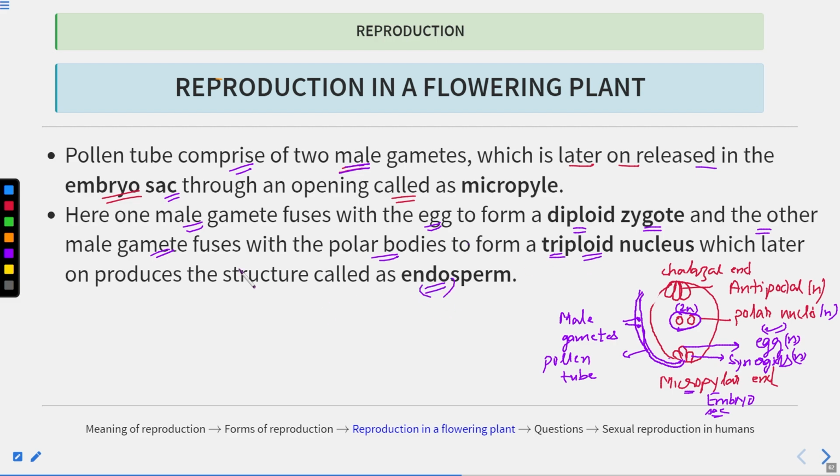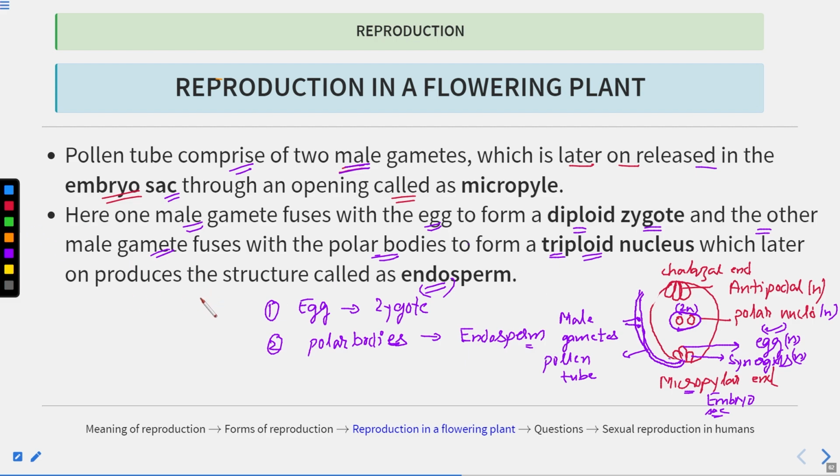the endosperm. Okay, so one of the male gametes fuses with the egg cell, and this will form the zygote, and the other male gamete will fuse with the two polar bodies, or the polar nuclei. Then what will it form? It will form a triploid nucleus, which later on develops into the endosperm, which provides nutrition to the developing embryo.